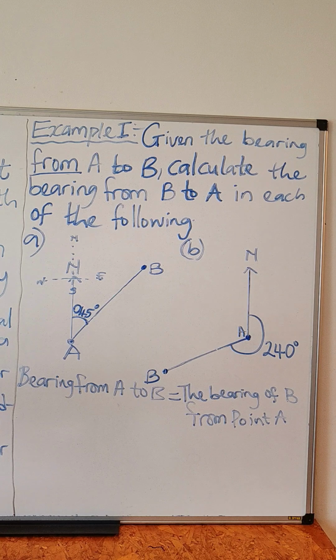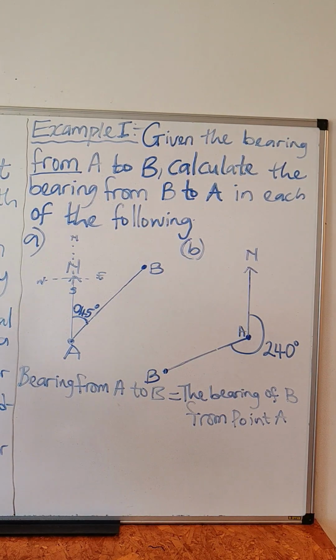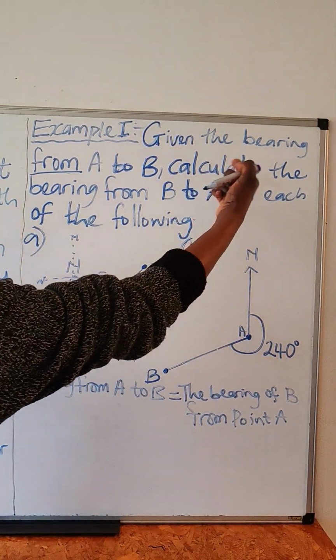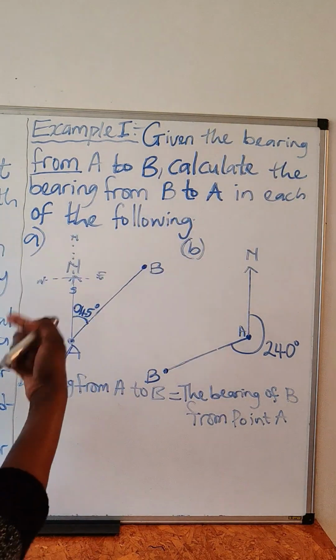In other words, we are trying to give the bearing of a particular point B, and the journey is from point A. So "from" is a very, very important preposition that is being used in bearing. Now I want to go into the calculation itself, how to calculate the bearing of A from B, because that's what we have to calculate. Calculate the bearing from B to A.